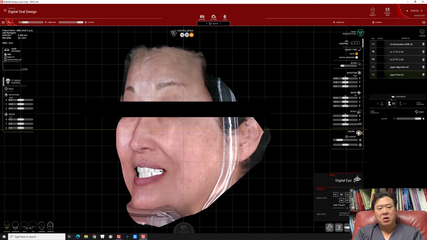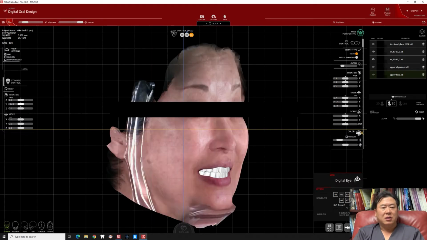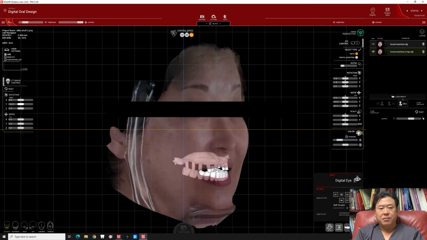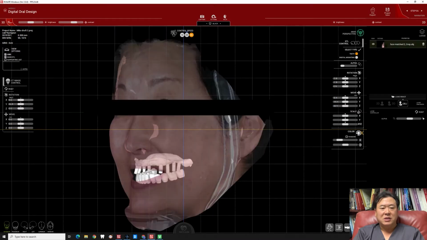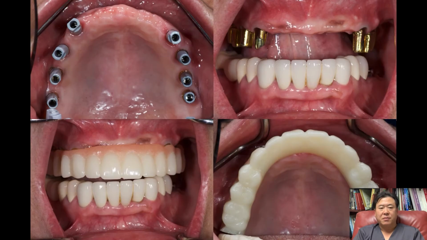What's important here is to come up with the most ideal upper design, and I easily came up with it through the R2GATE program. I can position the upper implant model inside this 3D facial scan and her CBCT data here. Here are the 8 implants that I placed 20 years ago, and they're still fine.